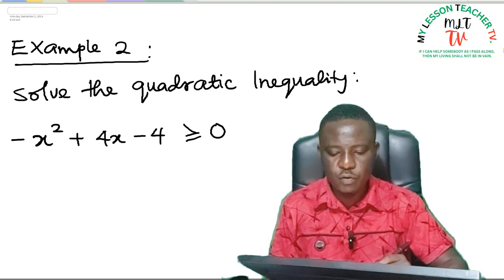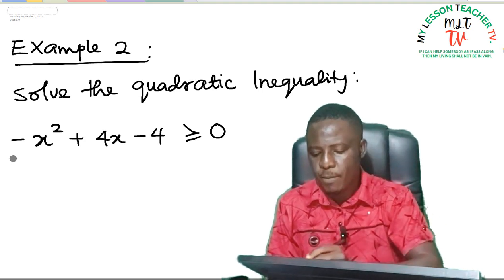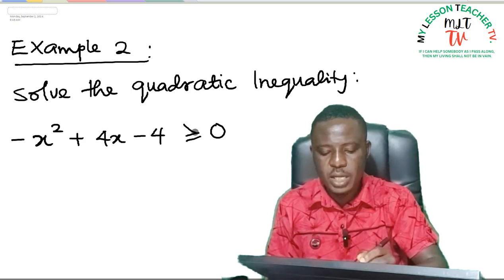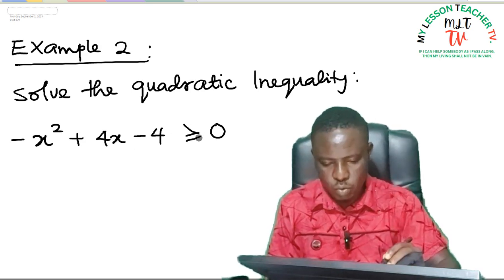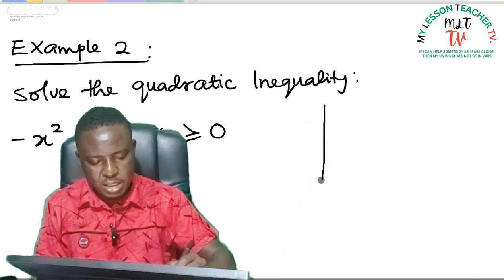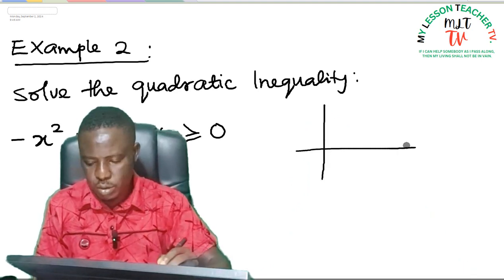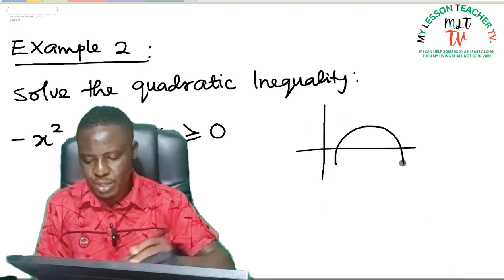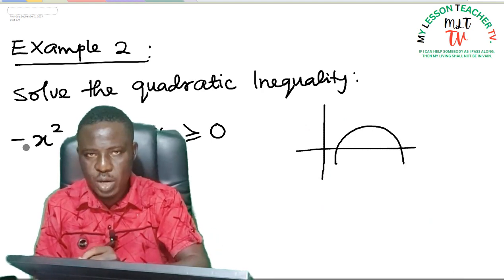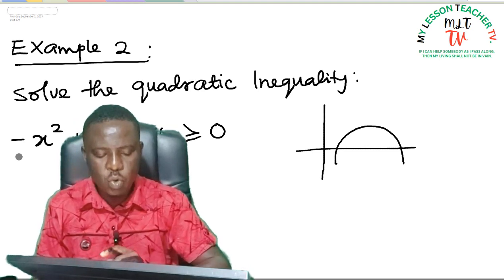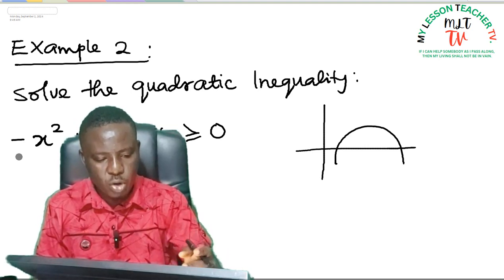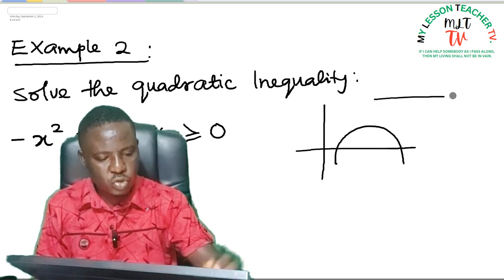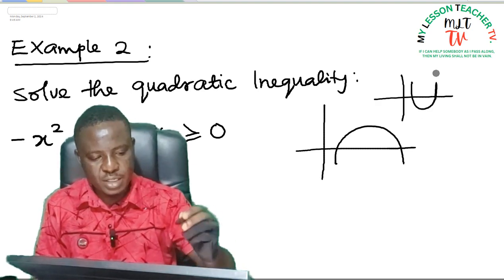Example 2, we are asked to solve the quadratic inequality minus x squared plus 4x minus 4 is greater than or equal to 0. Now, merely looking at the equation should inform you that it's going to be an N-shaped graph. Reason being that the coefficient of x squared is minus. So minus entails you're going to have an N-shaped graph. If it is positive, it shows you that you are going to have a U-shaped graph.